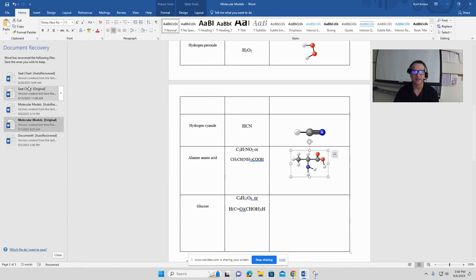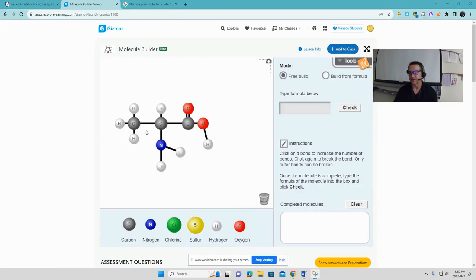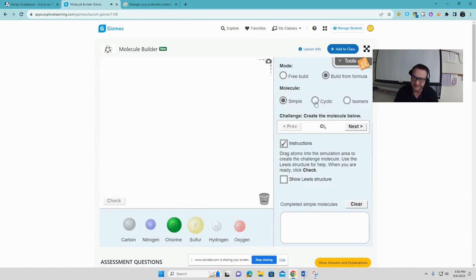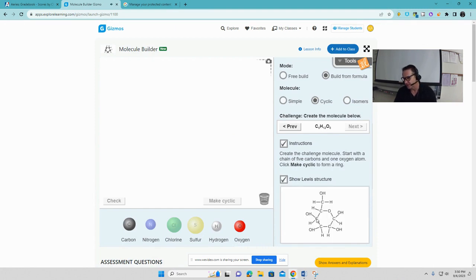Glucose. Super hard unless you know how to do it. Unless you know the trick. And I do. All right, so you go here. Throw this guy away. Boom. Go to build from formula. Click. Hit cyclic. Click. Hit next, next, next, next until you get C6H12O6. That's glucose. Click show Lewis structure. Boom. And now look, it shows us how to do it.